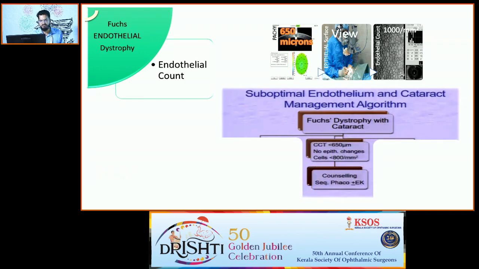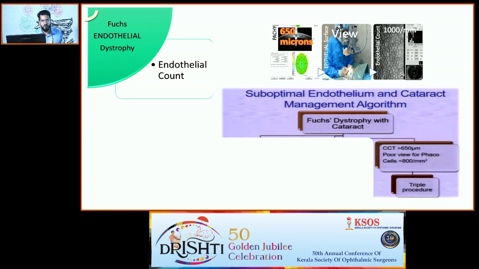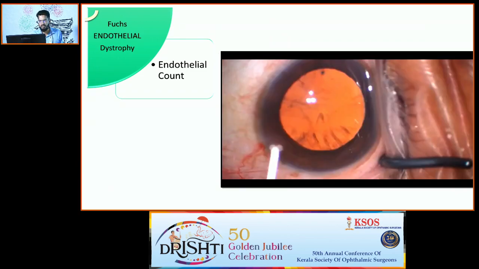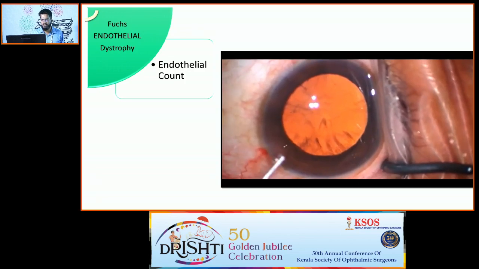Now, if the cornea is less than 650 microns with a cell count of less than 800, then you have to be in the second level of counseling for the patient, that he may need a transplant very soon. And if you're already dealing with a thick cornea that is more than 650 microns and the cell count is less than 800, then it's always ideal to go about with both together. So this is again just as we did in a PKP, we have to take care about the endothelial count.